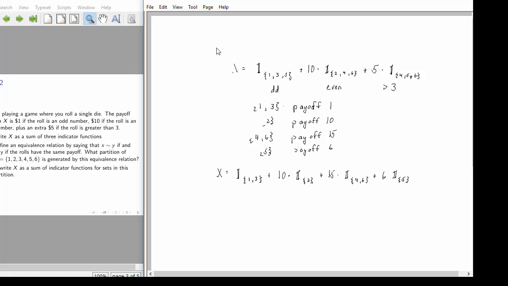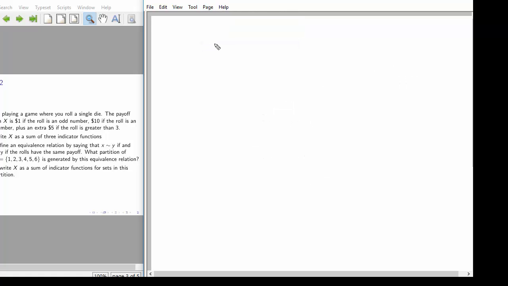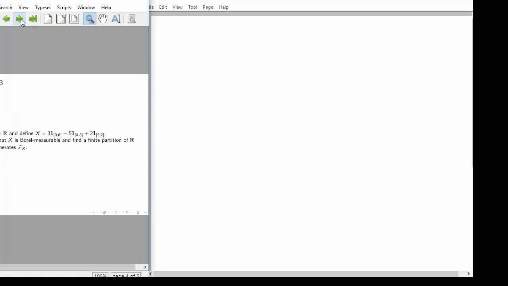So now let's extend this idea to a very slightly more challenging situation where we have as our sample space all the real numbers. So now we're dealing with an uncountable sample space. And the function x, we can think of it as a payoff function. We say we're going to generate a random real number.